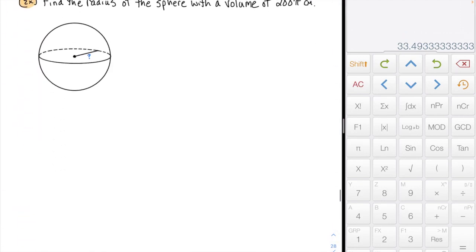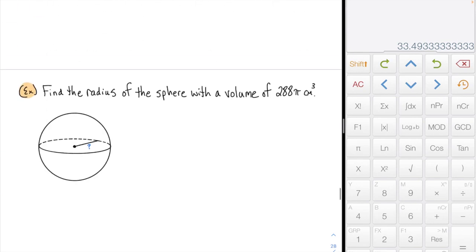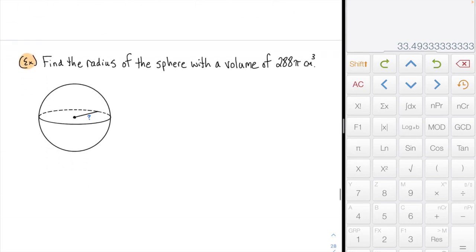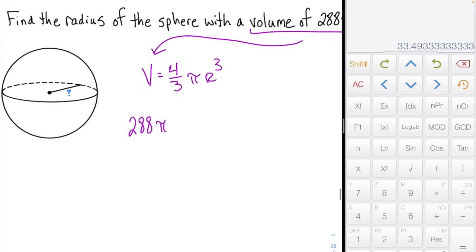Next one, find the radius of a sphere. So this is really all the other thing we can do. Now, this is a work backwards problem where you still start with your formula, and then you plug in what you know. We know the volume is 288 pi. So they gave us an exact answer because we have the pi in there. So 288 pi is 4/3 pi r cubed.